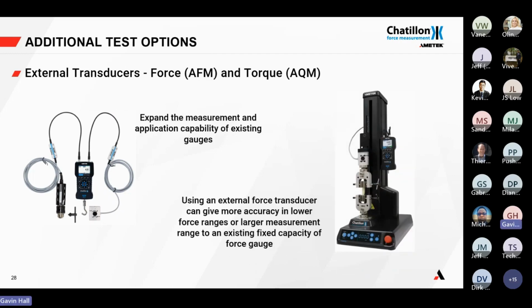And we have the ability to fix the AFM to the TCM test stand, and this expands the operational capacity, or it can increase the accuracy, because we could be going lower in force on an AFM than we have on the actual gauge. So we expand the capability and the measuring range of the machine.